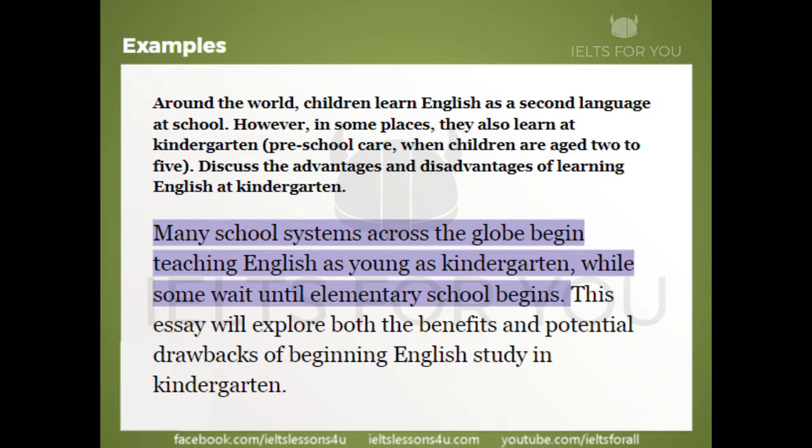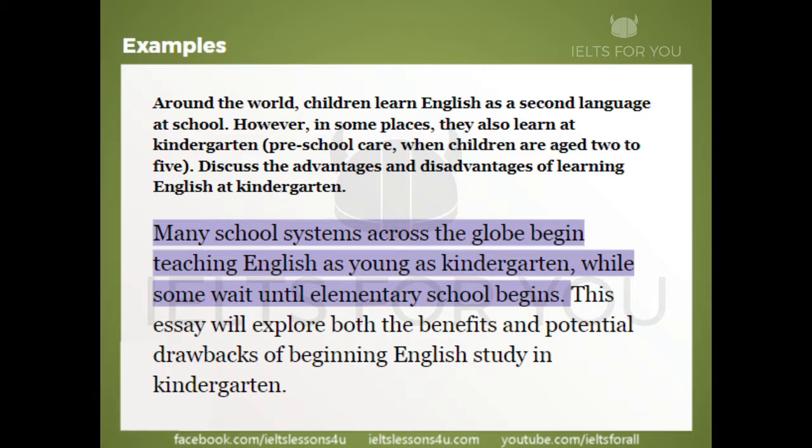Now, if we pick apart this introduction, we start with some purple. Many school systems across the globe begin teaching English as young as kindergarten, while some wait until elementary school begins. Now, is this context or setup? In a way, they kind of fit together. Sometimes they sort of do both, right? In this case, I would call this setup.